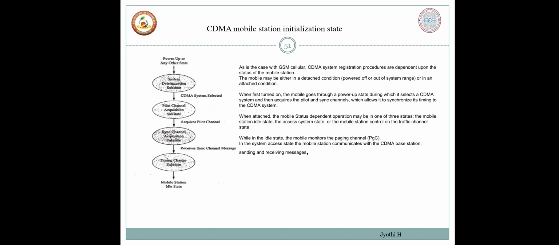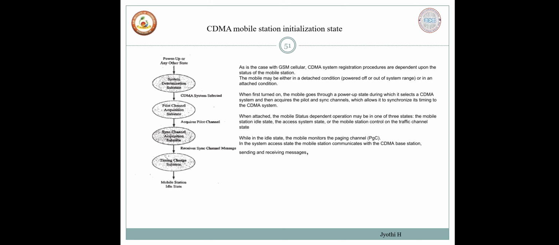As in the case of GSM cellular, CDMA system registration procedures are dependent upon the status of the mobile station. The mobile may be in a detached condition from the network, either powered off or out of system range, or it can be attached to the network. When first turned on, the mobile goes through the power up state, during which it selects a CDMA system and then acquires the pilot and synchronization channels, which allow it to synchronize its timing to the CDMA system.